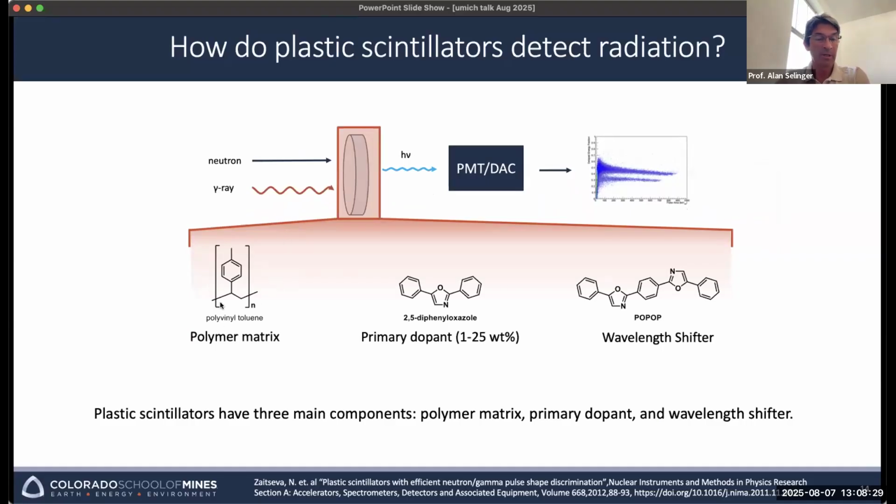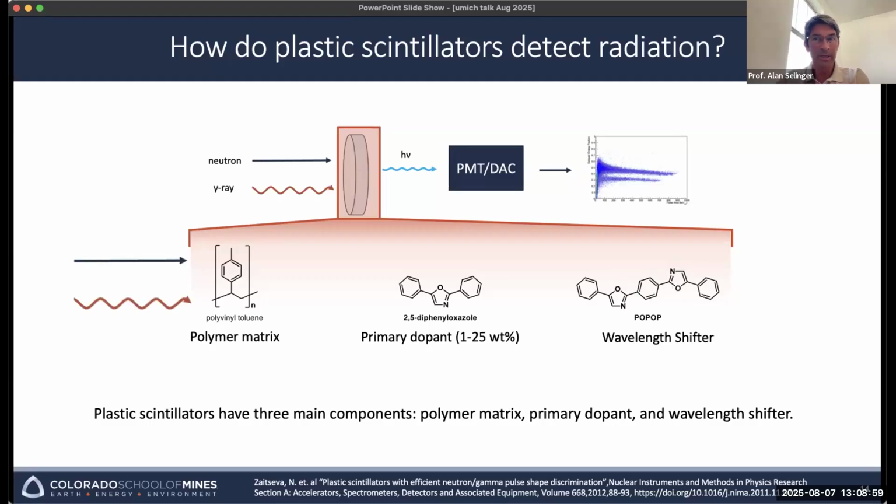So usually that matrix in commercially available plastic scintillators is a polymer. And so that can be a polystyrene derivative like polyvinyl toluene, of which you have some kind of a fluorescent compound that is added to the matrix in amounts that can be from 1 to 25 weight percent. And then finally, there's a wavelength shifter, and that's basically to funnel all the light out at the emission of this wavelength shifter. And I'll talk about that more in a second.